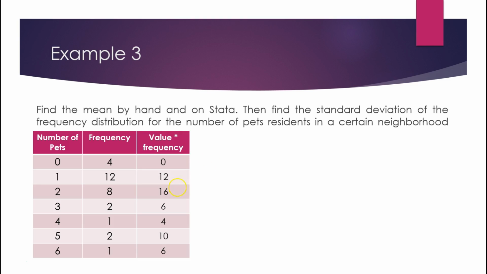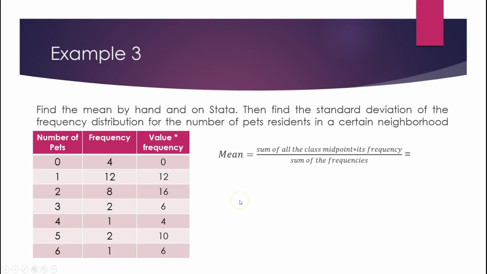To read this, if we just ignore this final column for right now, for the number of pets, there were 4 houses that had 0. There were 12 houses that had just 1 pet. There were 8 houses that had 2 pets, and so on.